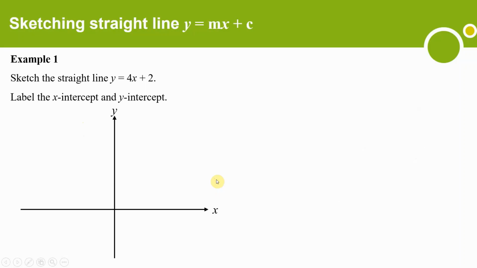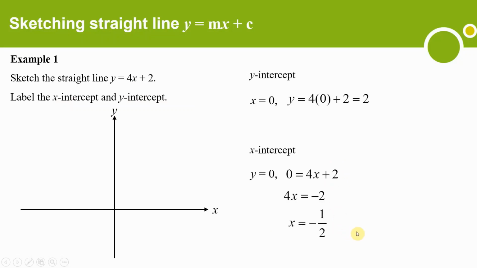So now let's learn how to sketch straight lines. Now sketching, we do not need to have a grid to help us. We can just draw two straight lines, the axes as well as the straight line. So in this case, we want to find the x-intercept and y-intercept first. Repeating the same steps that we have done just now, to find y-intercept, x equals 0, then we find y is 2, and for x-intercept, y equals 0, and we substitute x equals negative half.